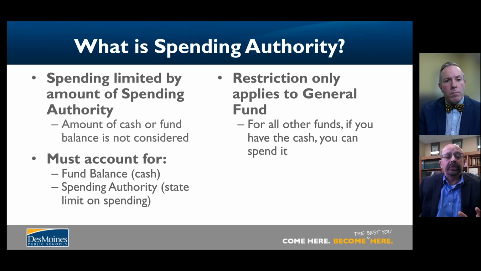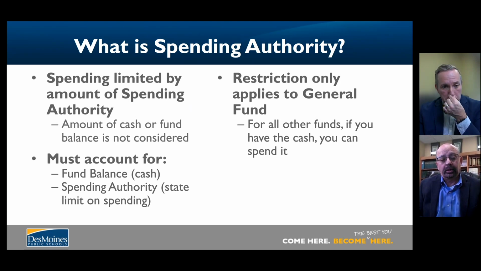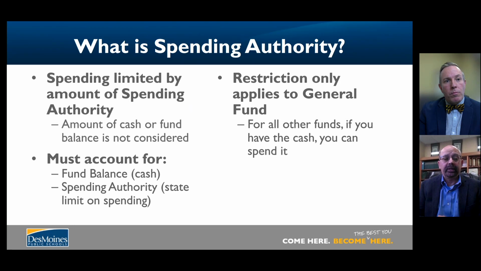So I think I covered some of it in my previous slide, but spending authority, we have to differentiate from cash. It's like your credit card. You have a limit of $20,000 on your credit card. You may have $50,000 in your bank account. What you can spend is $20,000 because that is your limit. And that is what the spending authority is.